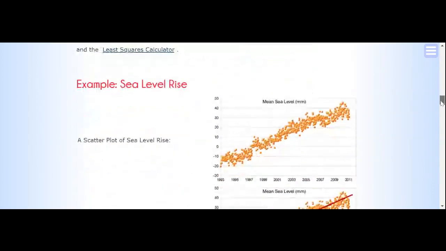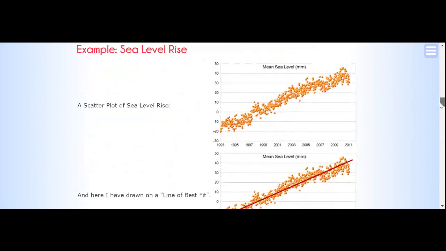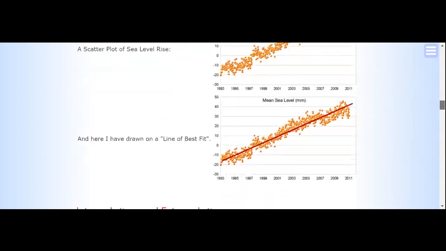And here's another example, this one's also linear, of sea level rise. You can see the graph looks pretty linear there.